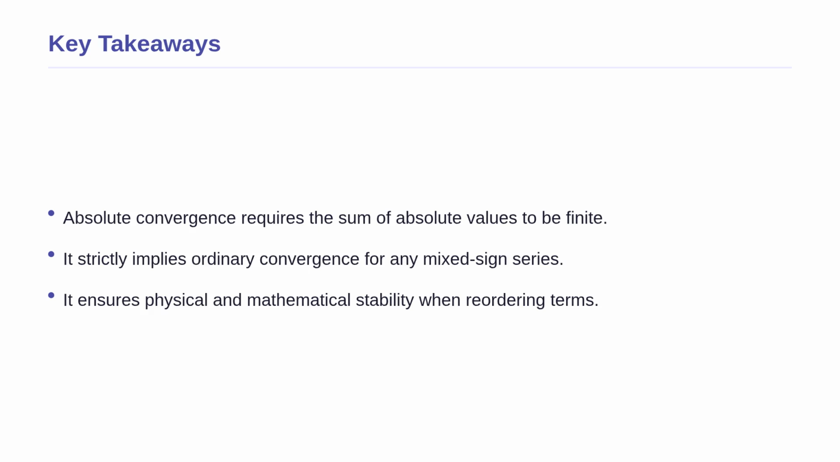Let us summarize what we have learned today. Absolute convergence is the strongest form of convergence for an infinite series, requiring the sum of the absolute values to be finite. We proved that if a series possesses this property, it is guaranteed to converge in the ordinary sense as well. Finally, we learned that absolute convergence protects the series from the bizarre effects of the Riemann rearrangement theorem, ensuring the sum remains perfectly stable no matter how the terms are reordered. You now have a solid foundation in absolute convergence. Great work!